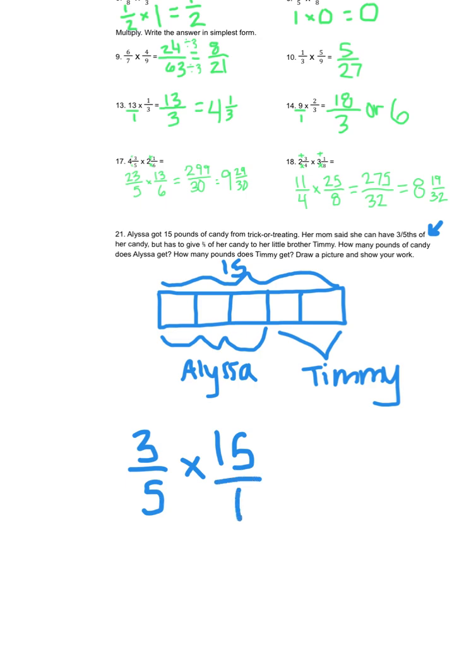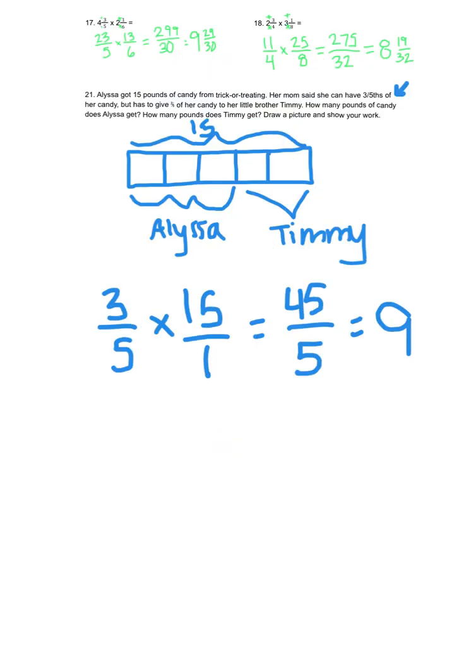So we're going to end up getting 15 times 3, because remember, we're going to go top times top. So 15 times 3 is 45. We are going to put that over 5 times 1, which is 5. And then if we simplify this, ask ourselves how many times does 5 go into 45? We're going to get 9. So we have 3/5 of the candy is 9 pounds.